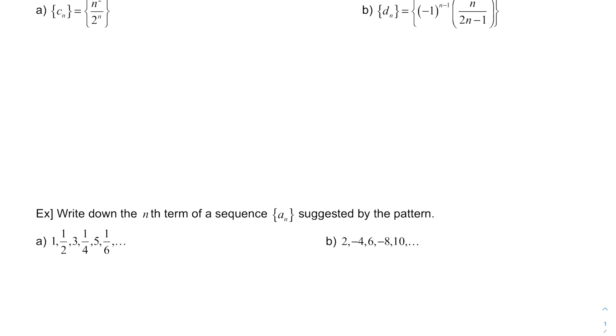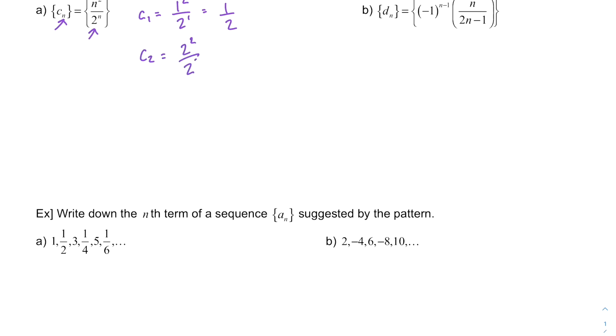So for this example, we're being asked to write down the first 5 terms of each sequence. So all we need to do is replace n with the numbers 1 through 5 to find those terms. So for part A, I'm going to find c sub 1, the first term. That will be 1 squared over 2 to the first power. So 1/2 is the first term. So notice I replaced the n here, right? That subscript with the 1, and every n over here also with the 1.